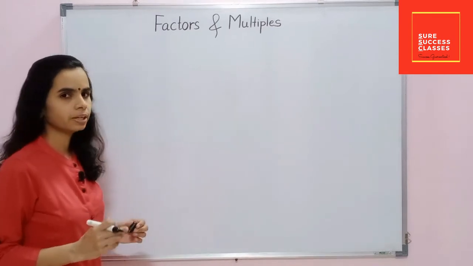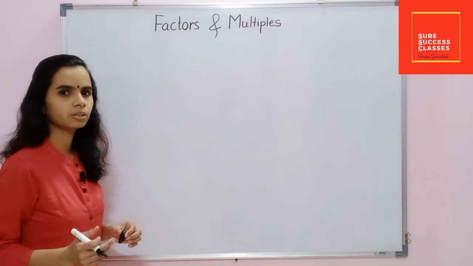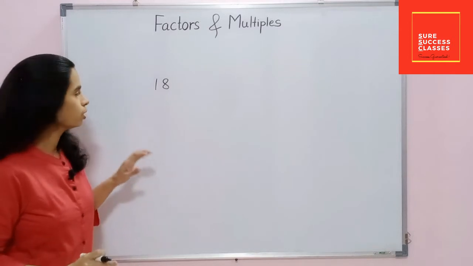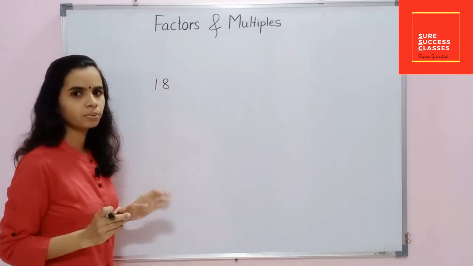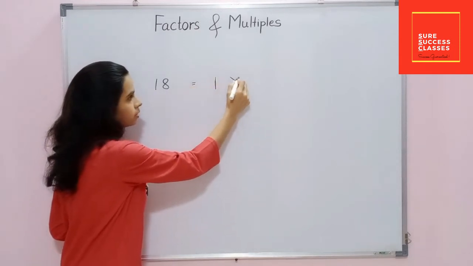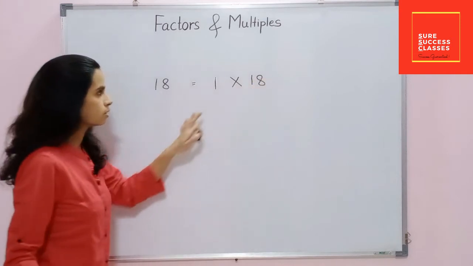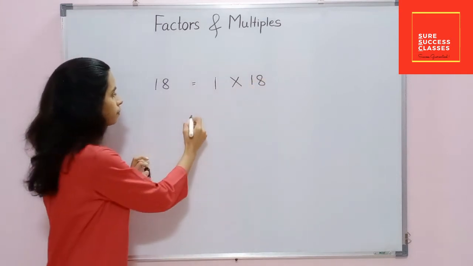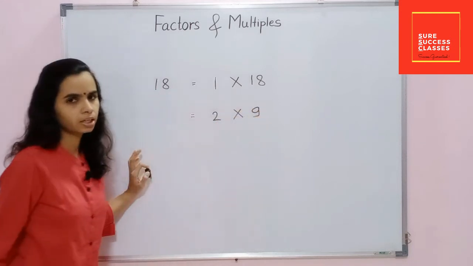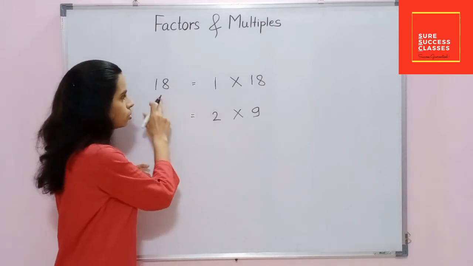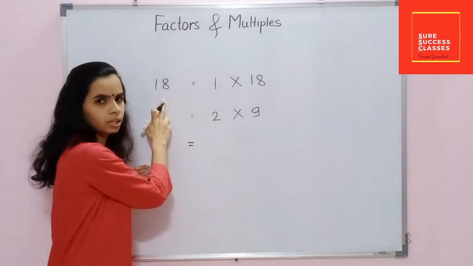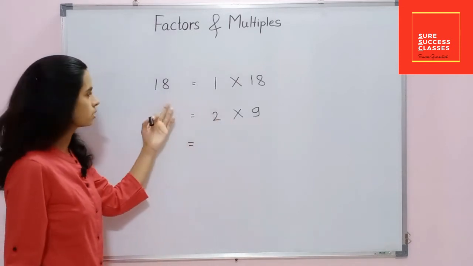If we want to find the factors of any number, for example 18, first we have to find the pairs of numbers whose product is 18. We know 18 ones are 18, meaning 1 is a factor of 18. Then 2 into 9, 9 twos are 18. This 2 is also a factor of 18, and 9 is also a factor of 18. It completely divides this 18.